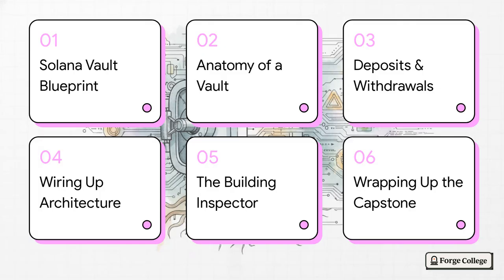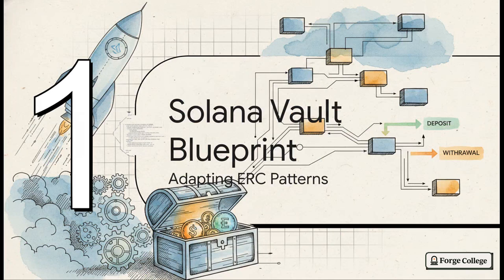Here's our architectural blueprint for today. We'll start with the Solana Vault blueprint, then move on to the anatomy of a vault, deposits and withdrawals, wiring up the architecture, the building inspector, and finally, wrapping up the capstone. Okay, Section 1, the Solana Vault Blueprint, Adapting ERC Patterns.